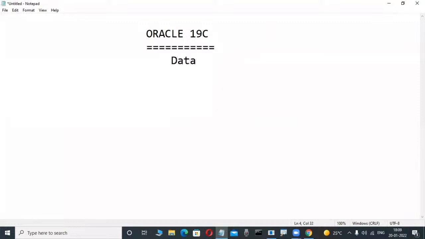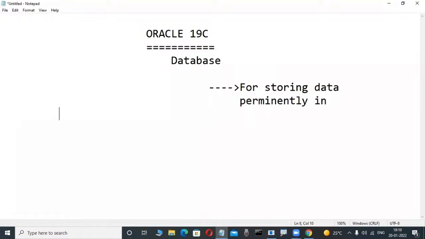Database. Don't write anything. Just observe it here. But what is the purpose of these database products? Everyone knows. Whenever we install these database products in our system, or on the company side, what is the main purpose? For storing data permanently in secondary storage devices. Secondary storage devices means maybe hard disk.